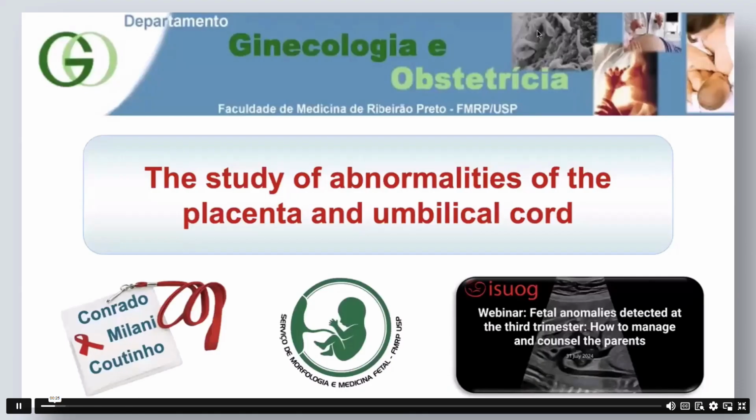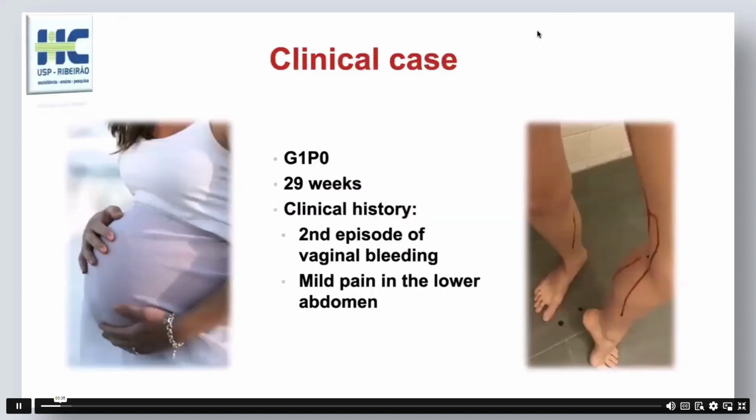My name is Conrado Coutinho, and I'm going to present to you now some of the most prevalent and main abnormalities of the placenta and the umbilical cord. So let's start with a clinical case. We have a patient at her first pregnancy at the beginning of the third trimester of pregnancy with a second episode of vaginal bleeding and a little bit of abdominal pain in the lower abdomen.